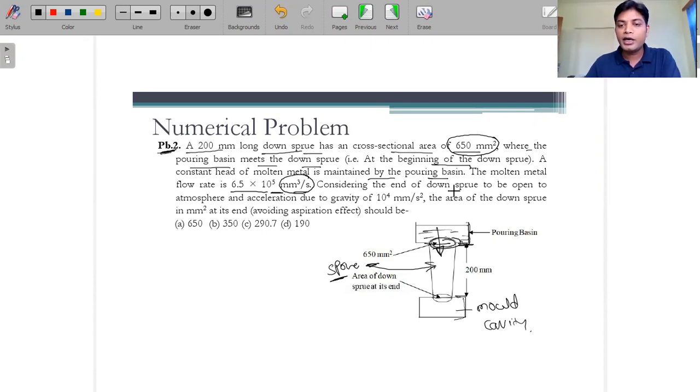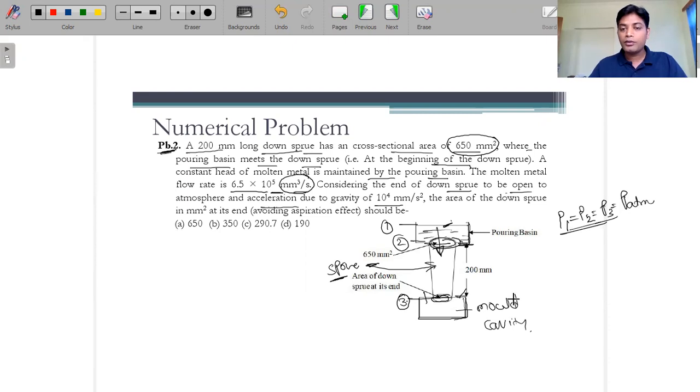So consider the end of the down sprue to be open to atmosphere, and acceleration due to gravity of 10 to the power 4 mm per second square. So this area is open to atmosphere. It means here we are just keeping this mold cavity like this, and this area is open to atmosphere. Why is it mentioned? Because last time we discussed that whenever we are talking about the pressure at these points, this is point 1, this is the second point, and this is the third point, then we consider the atmospheric pressure, where p1 equals p2 equals p3, and that equals atmospheric pressure.